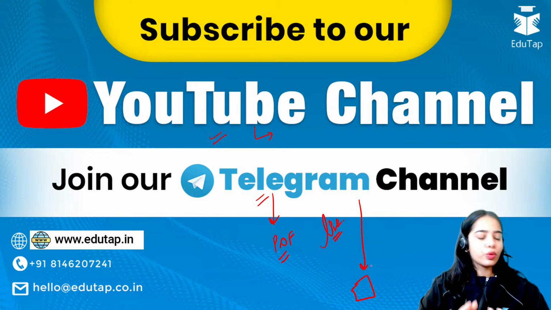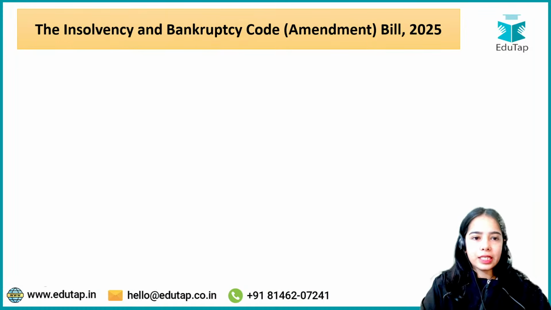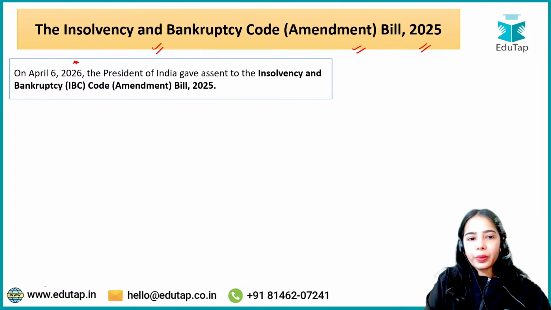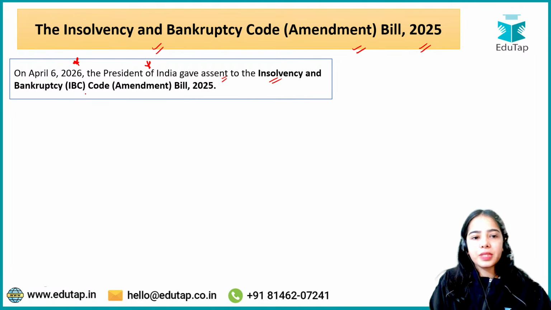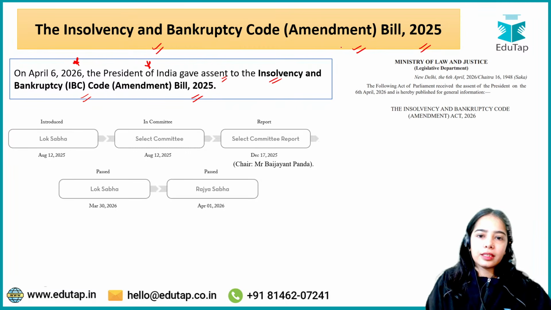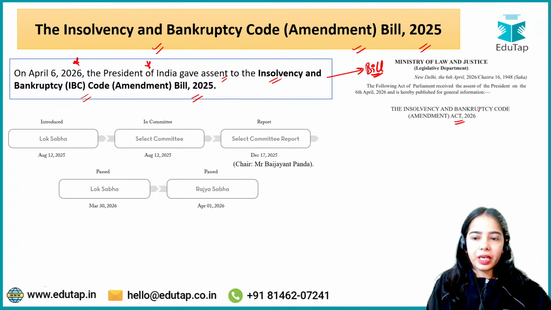Okay, so now let's start with the session, the Insolvency and Bankruptcy Code Amendment Bill 2025. So on April 6th, 2026, that is in April only, the President of India gave assent to the Insolvency and Bankruptcy Code Amendment Bill 2025. And once the President gives the assent, the bill converts into the act. Okay, the bill becomes the act.